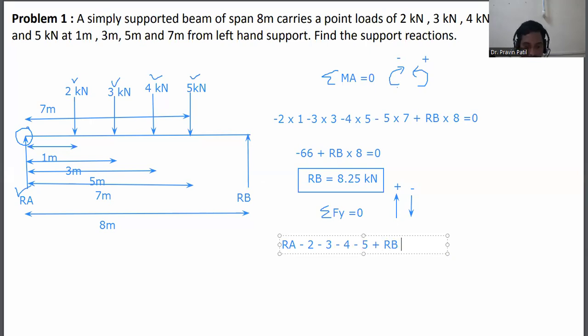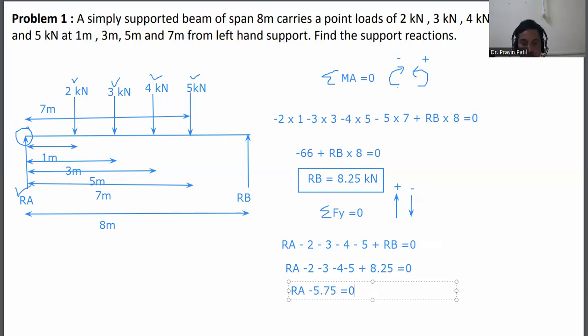RB is a known value. Putting RB here: RA minus 2, minus 3, minus 4, minus 5, plus 8.25 is equal to 0. From this relation we get RA minus 5.75 is equal to 0. So RA is equal to 5.75 kilonewton. This is the reaction at A.